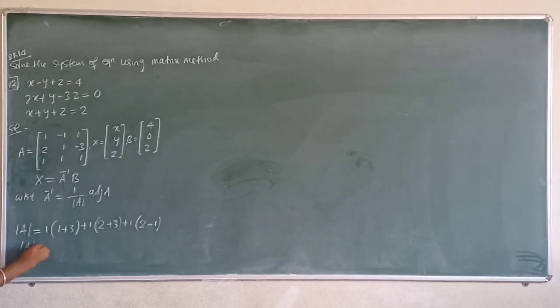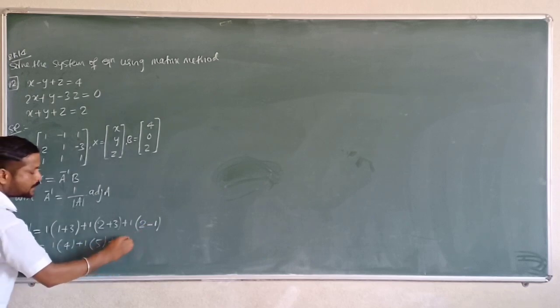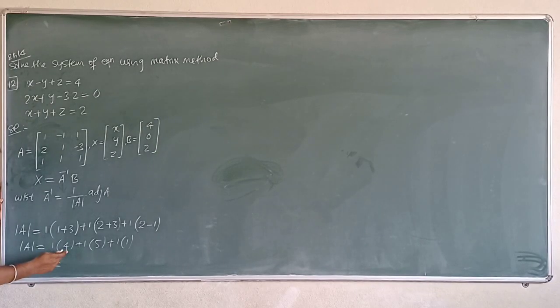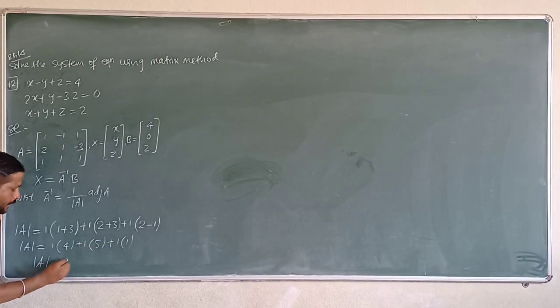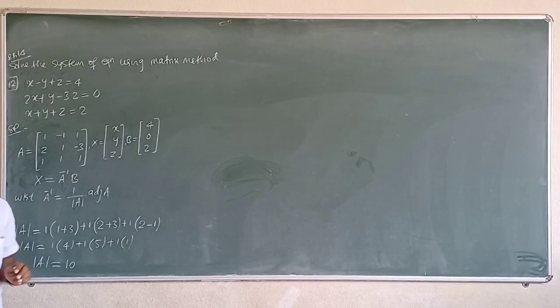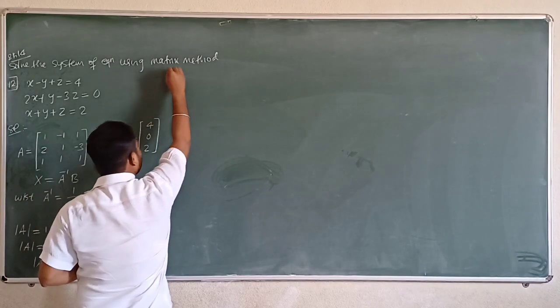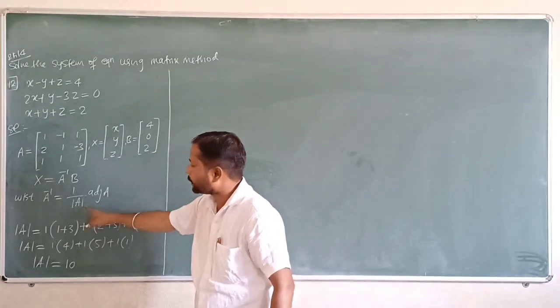Determinant of A is equal to 1 into (1 plus 3) plus 1 into (2 plus 3) plus 1 into (2 minus 1). So determinant of A is equal to 1 4s are 4, 1 5s are 5, 1 1s are 1. 5 plus 1 plus 4, the determinant is 10. Now the given matrix is a non-singular matrix, so A inverse exists. A inverse is equal to 1 divided by determinant of A. The determinant value is 10.